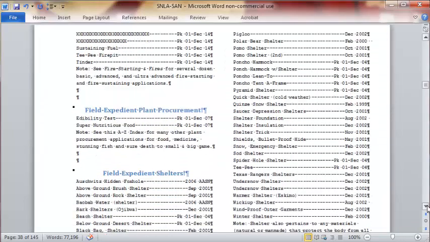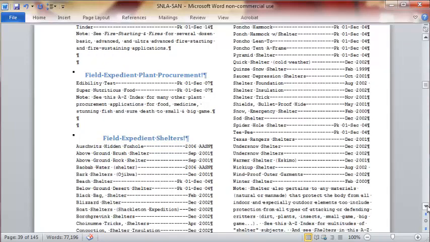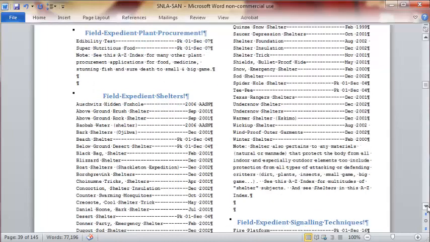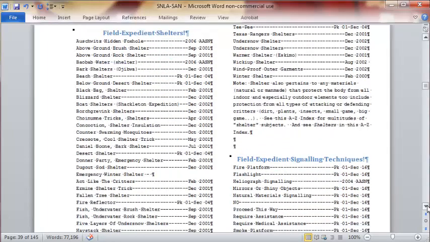Field expedient plant procurement. When I'm talking about that, it's easy to get plants, but how do you know you can eat it? So I teach you the edibility test. There's between 300 and 350,000 plants on the earth, whether it's on the ground, underground, or on the water or below water. So how do you know that plant's edible? So you've got to do your individual edibility test for you. The person right next to you, they've got to do their own edibility test, because not one person is the same.